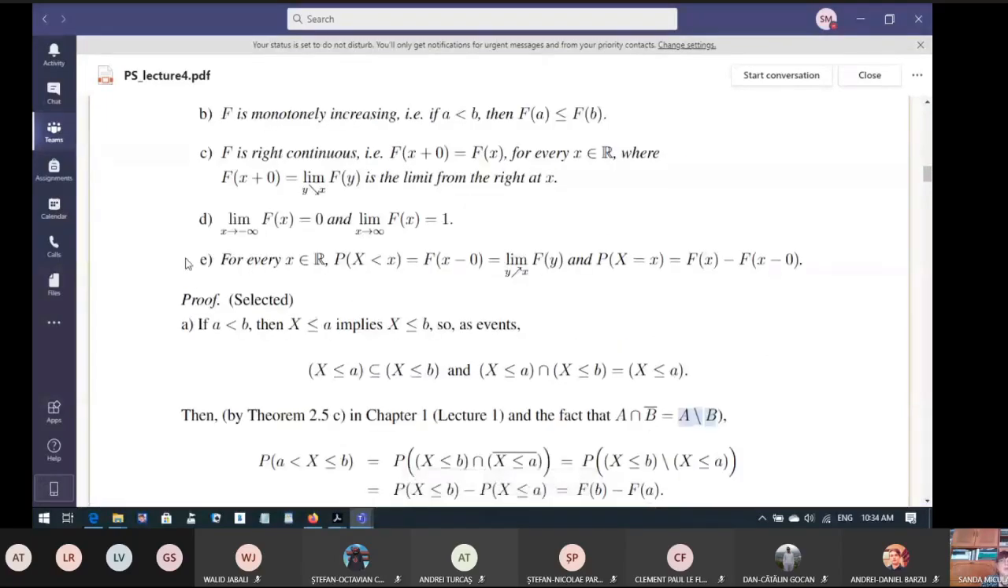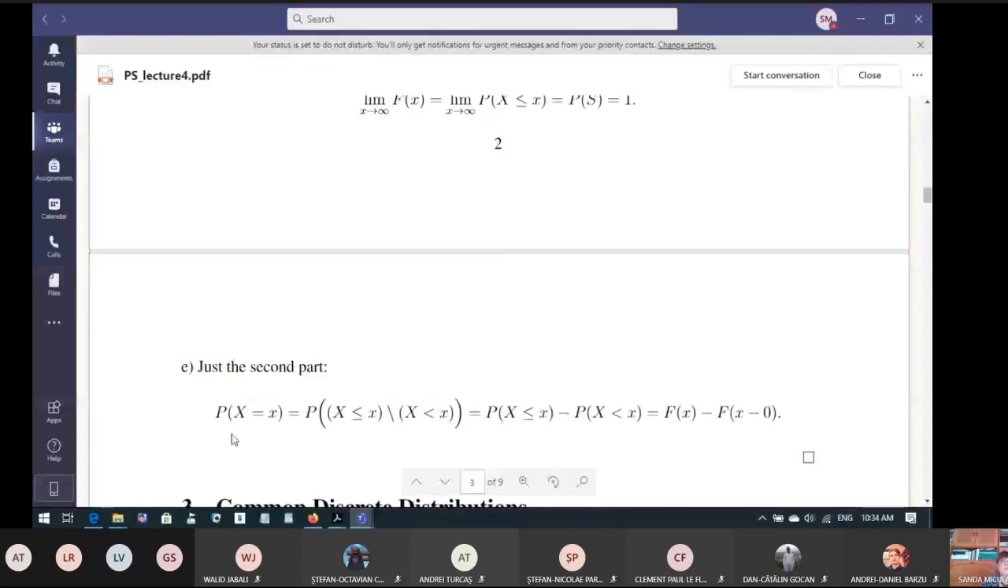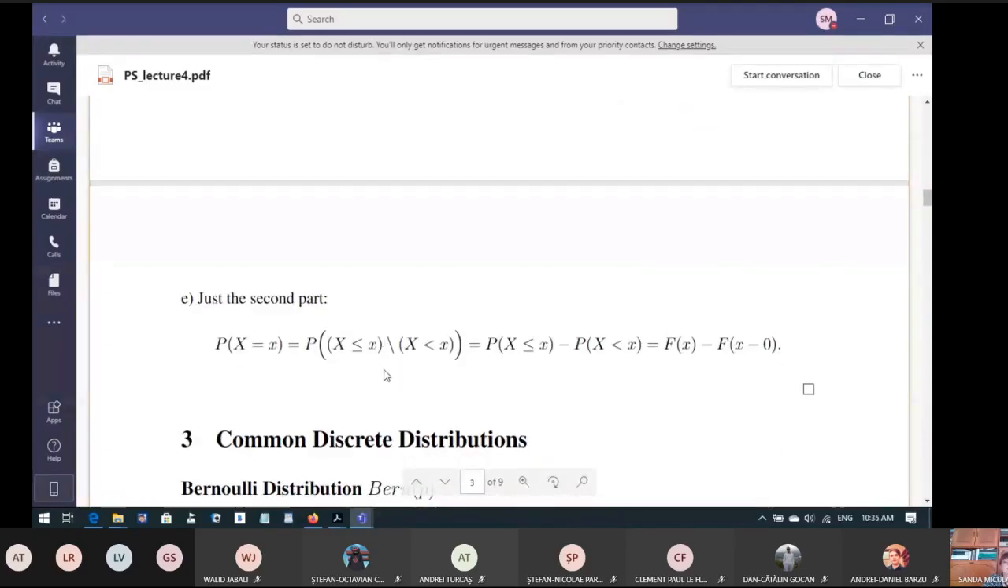Finally, in E, we're only looking at the second part. This again is a little too technical. So the probability that X is equal to a value. Again, we express that in terms of events, right? We want to get to the CDF, so we want to express it with the probability that X is less than or equal to something. Indeed, it is X less than or equal to x, but not strictly less than x, right? Just like we did back here, only I didn't write it in so many details.